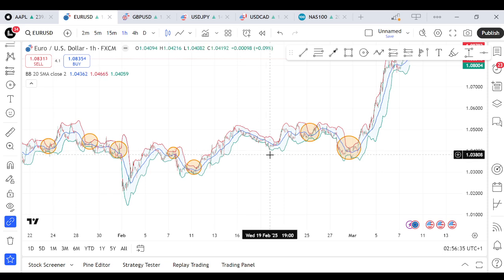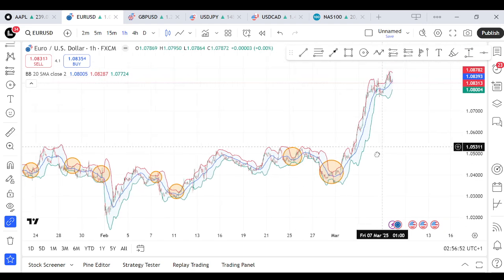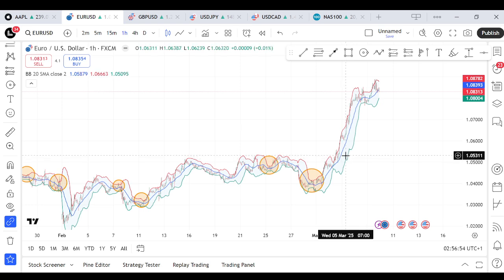That is the first step. Look at the market context. Are we trending or are we ranging? Bollinger Bands work well in both conditions, but your approach will vary. In a ranging market, prices often bounce between the upper and lower bands. In a trending market, prices may walk along one band, signaling momentum in that direction, just like I said initially. And if you want to take trades in a trending market, focus on breakouts or pullbacks.